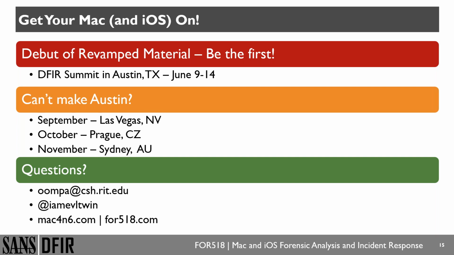But if you can't make it to Austin, it's fine. I'll see you in Vegas, always a good time. Prague, the beer is cheaper than water. Again, always a great time. And then brand new, never been there before, Sydney, Australia. So it's the first time this course has made it anywhere near there, to be perfectly honest with you. So I hope some of my Aussie friends will come out and see me and we can talk about Mac stuff while I'm down there.